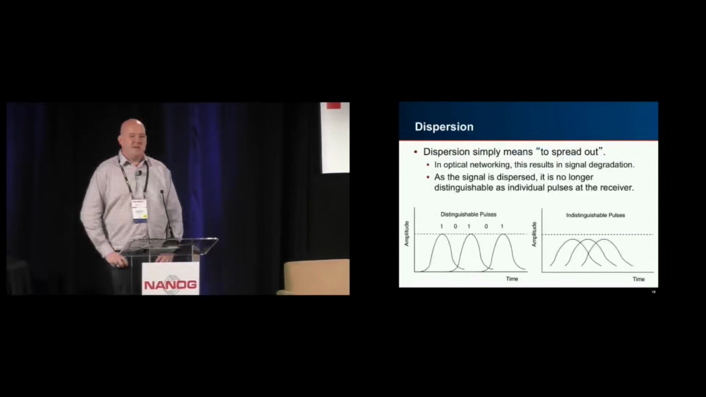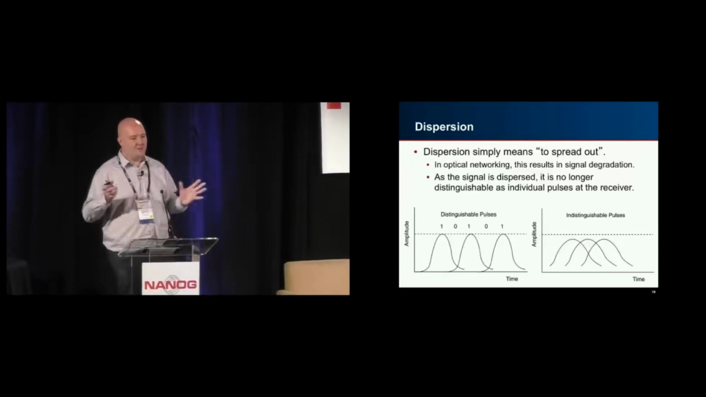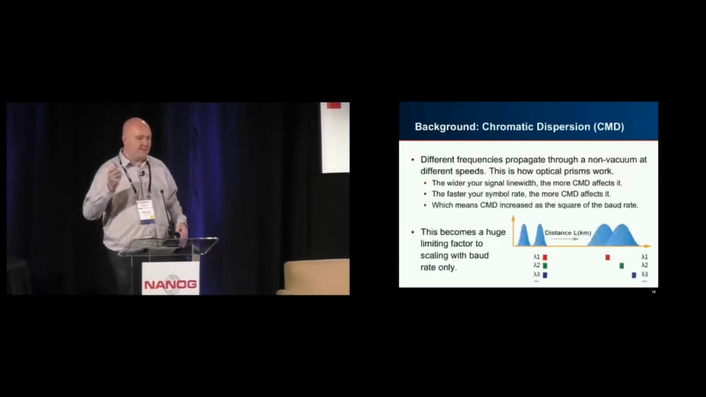So another concept in optical networking is called dispersion. Dispersion just means to spread out. In optical networking, this results in signal degradation. As the signal is dispersed, it's no longer distinguishable. You took what was once a 0 and a 1, something very clear that you could look at, and you've now turned it into this blurred mush. So that's all that means.